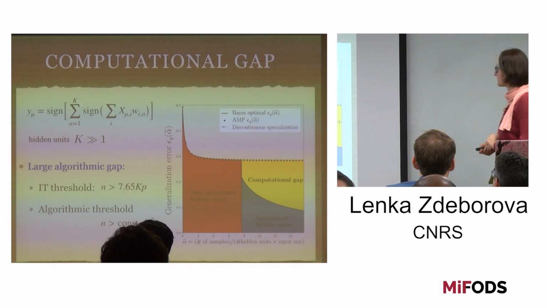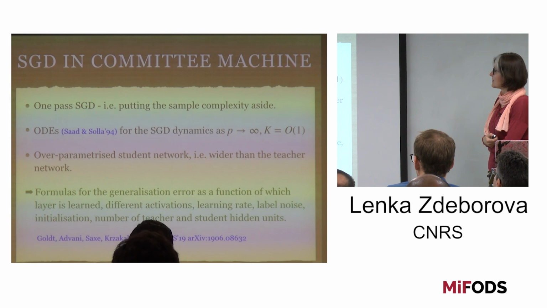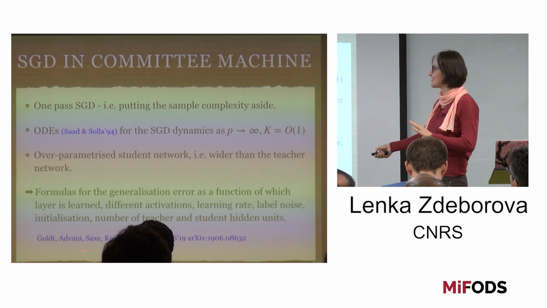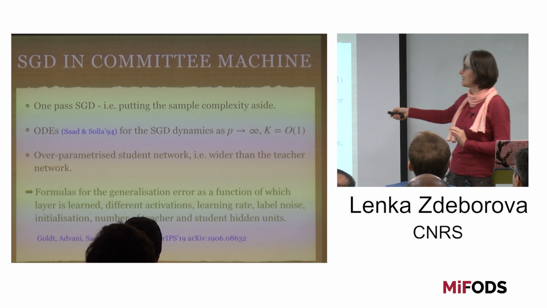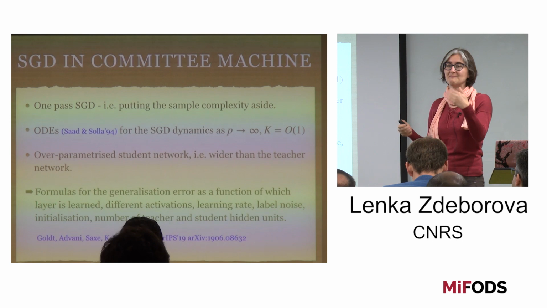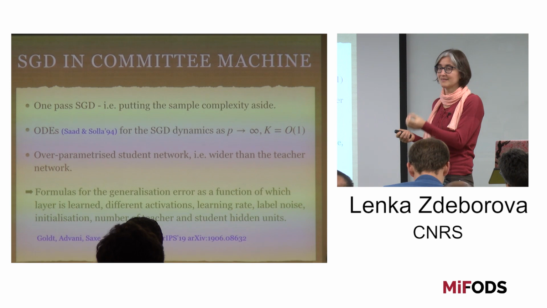Okay. So another thing that we have done, but this is one of the slides where, if you're interested, I will tell you more. In this same model, in the same limit, what we can analyze is the one-pass stochastic gradient descent. So far I was very keen on the sample complexity, right? The number of samples was really just some small constant times the dimension.